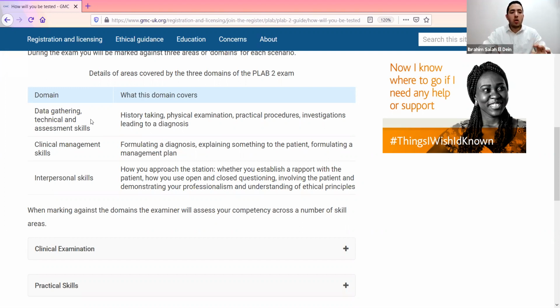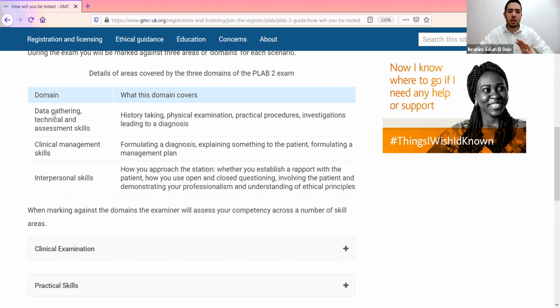So first of all, you need to know the structure of the exam, the parts of the exam, in order to arrange your time according to the scores. Let's explain the structure first, and it will be easy to get my point. So the main domains, the main parts of the exam: the first part is data gathering, technical and assessment skills. The second part is clinical management skills, and the third part is the general part, interpersonal skills.